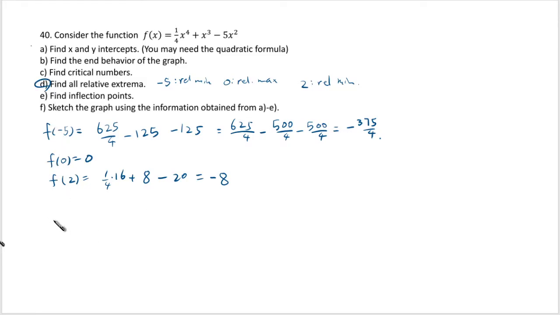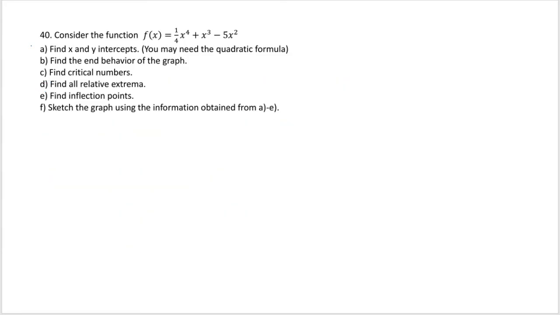Relative minima happen at -5, -375 over 4, and then positive 2, -8. Relative max happens at 0, 0. Now find inflection points.